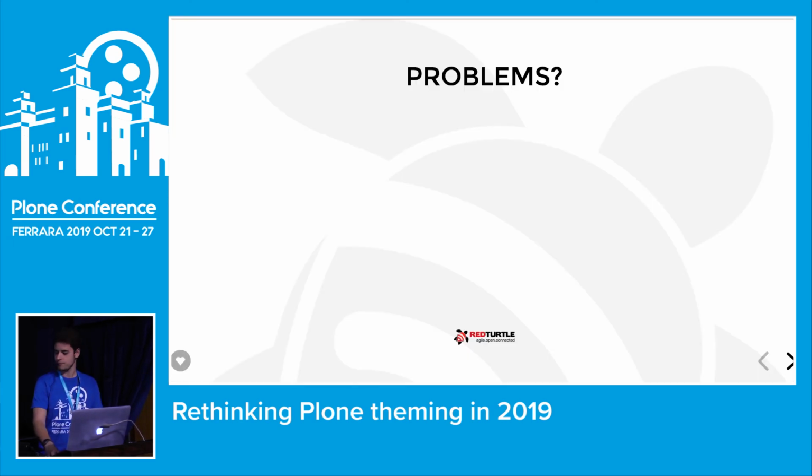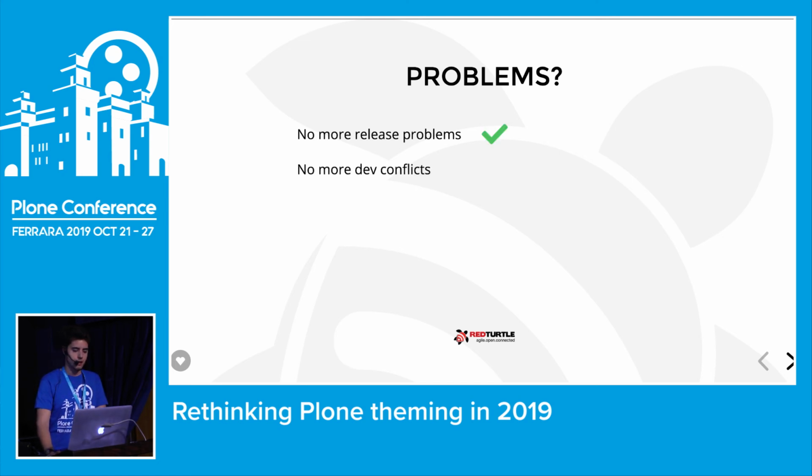What about this solution? We have no more release problems because it is a different package with its own version and no conflicts with merging branches or other stuff. Resolved. And the dev conflict, because that's why we have dev and prod files. So the bundles are separated and we can manage them pretty well.